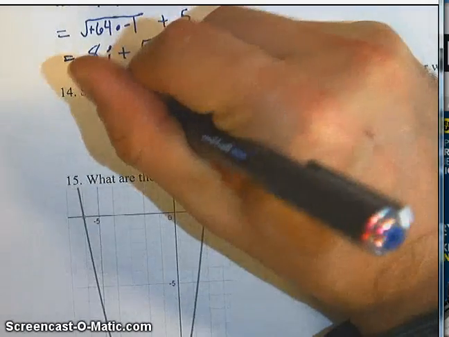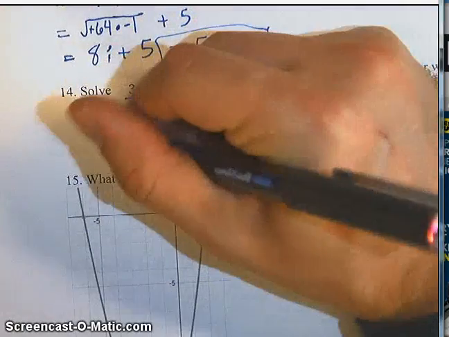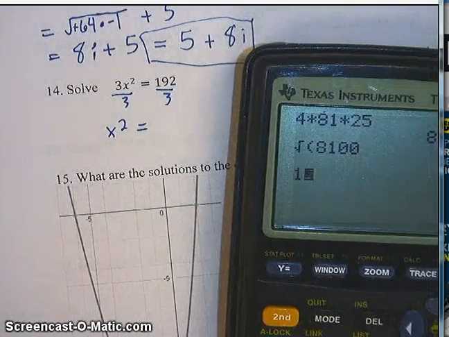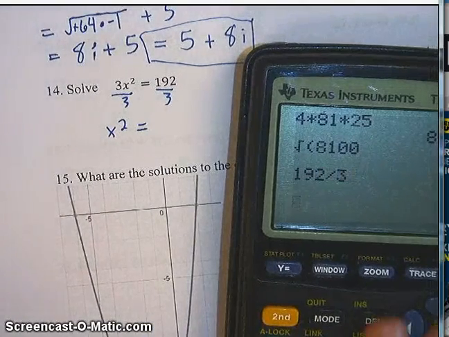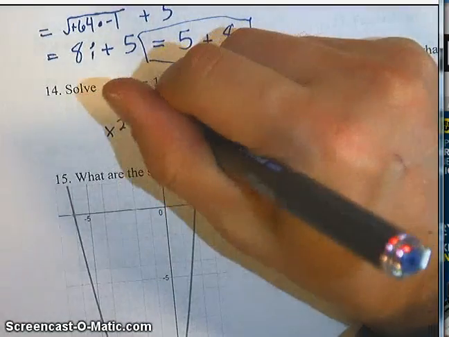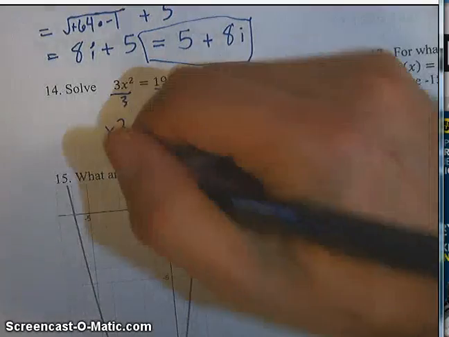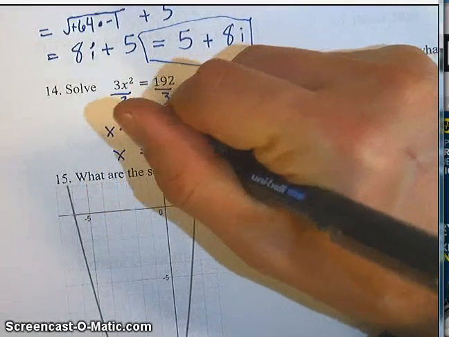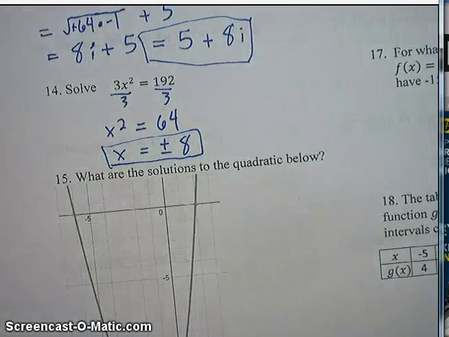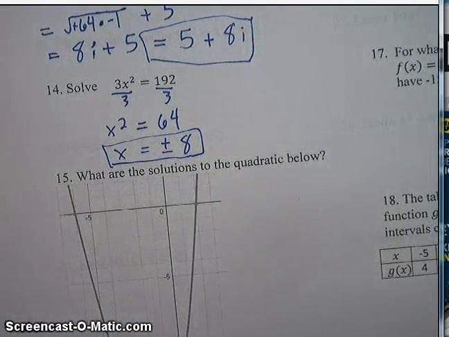Start by dividing by 3 on both sides to get x squared equals, let's see, 192 divided by 3 is 64. So x squared equals 64. And then take the square root of both sides to get x equals positive and negative 8. Sometimes that's the easiest way to do that, just solving using square roots.